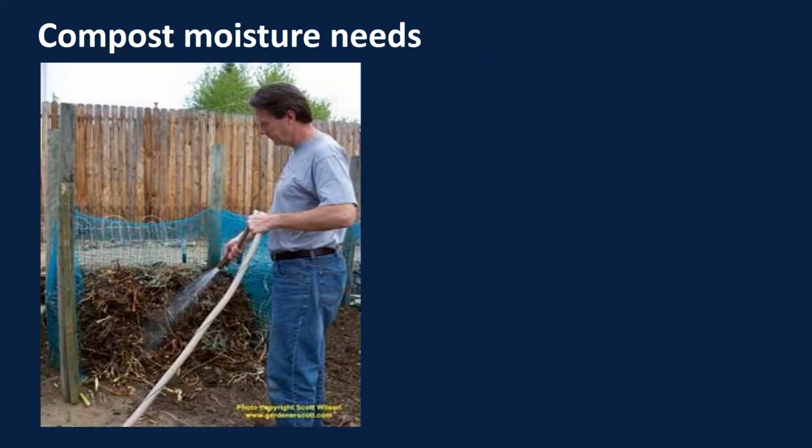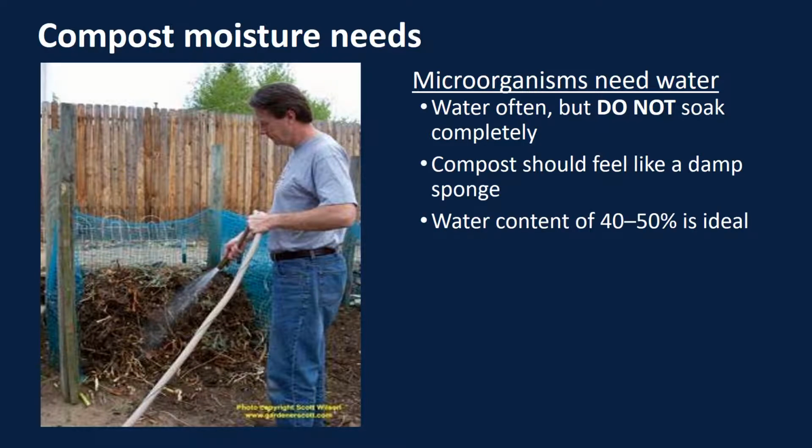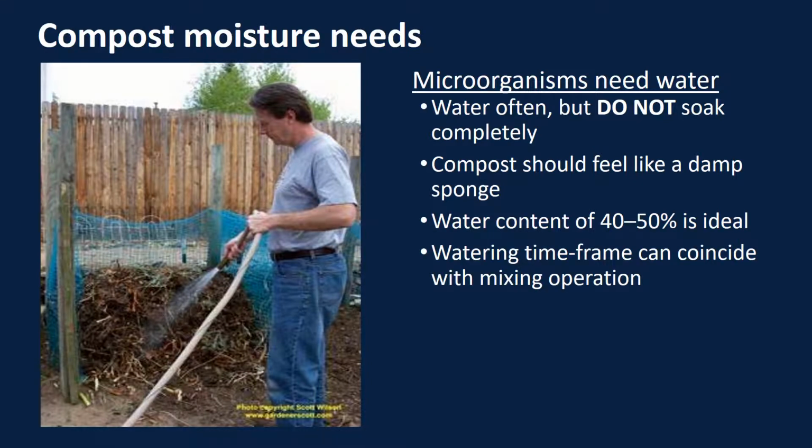So here we also need to remember just a few things with composting: compost needs moisture. And that's really because microorganisms need water. They're the ones that are doing the work. We can't see them because they're so small, but they're in there doing their job of decomposing all this organic material. They like to be watered often, but they don't want to be soaking completely. So a rule of thumb is that it should feel like a damp sponge, and that equals about a 40 to 50% water content, which is ideal. A lot of times when we're adding water, it's also a good time to mix up the organic materials to help with decomposition.